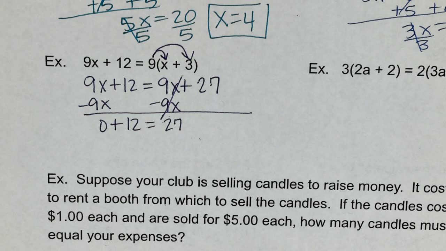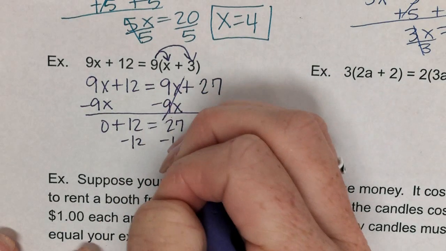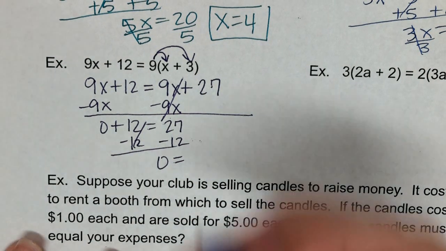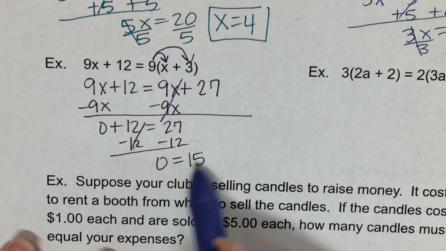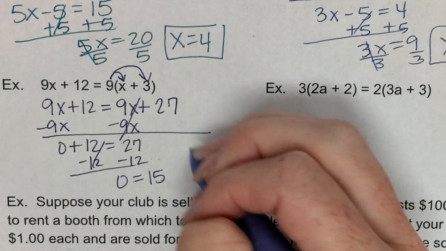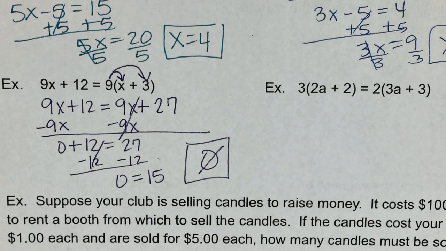Are we okay? I'm going to subtract 12. And 27 minus 12 is 15. 0 does not equal 15. Why? These are parallel lines. They're never going to touch. So my answer is no solution.